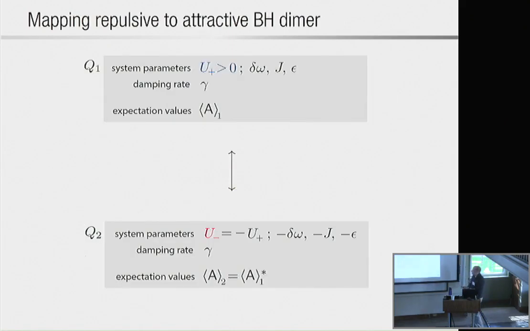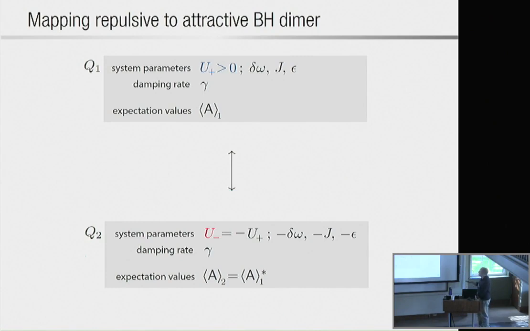And so if you allow me to just summarize that briefly, then I would say you start out with a Bose-Hubbard dimer that is repulsive, and here are your other Hamiltonian parameters. You have a damping rate gamma, and you can calculate whatever expectation values you want. And this now has been mapped to the case where your system is attractive, and the other Hamiltonian parameters have changed sign. The damping rate is still as it used to be, and if you want to get expectation values for this system, then you can calculate them from here and take the complex conjugate.